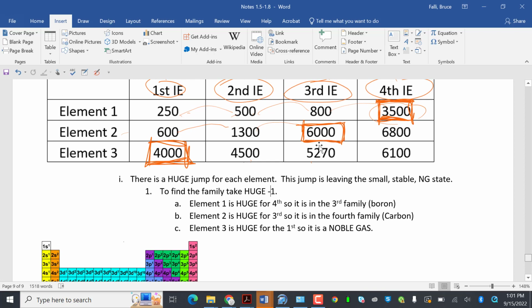Element 2 is huge for the third. So it's the fourth family, carbon, right? So you take huge minus 1. Third one, I did that wrong. So element 2 is huge for the third one. So it is the second family, which is the alkali earth metals. Element 3 is huge for the first one, so that's a noble gas.